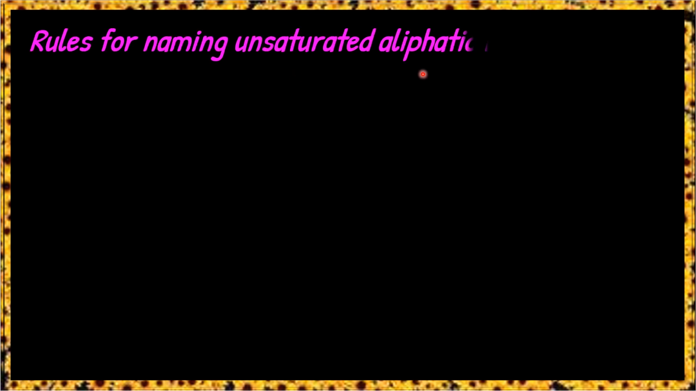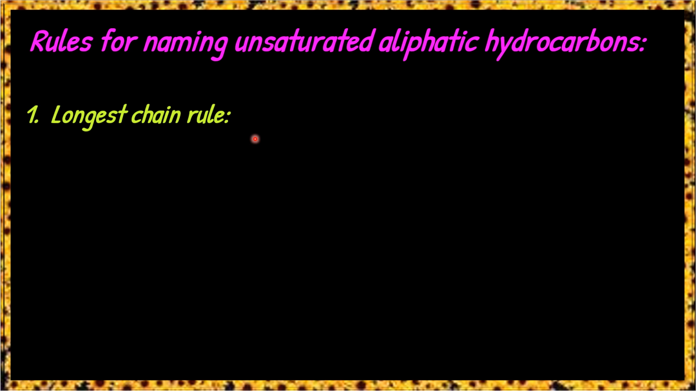Here are the rules for naming unsaturated aliphatic hydrocarbons. Aliphatic hydrocarbons are a class of organic compounds in which carbon atoms are arranged in straight chains or branched chains. Okay, so here is the first rule, that is the longest chain rule. In unsaturated hydrocarbons, selection of the parent chain is more important. Okay, so here is the rule.